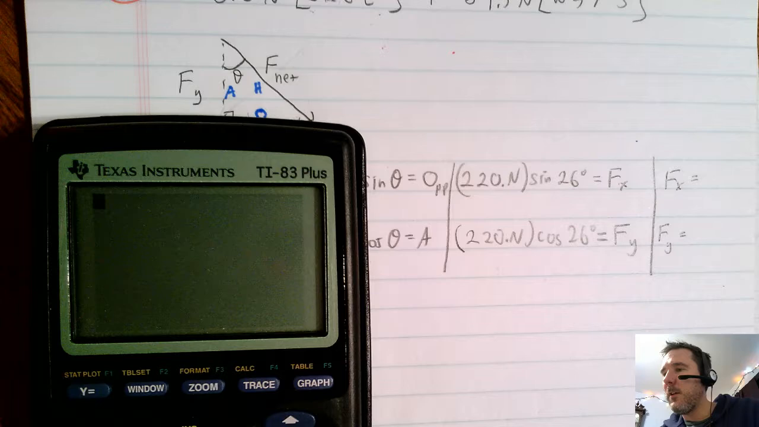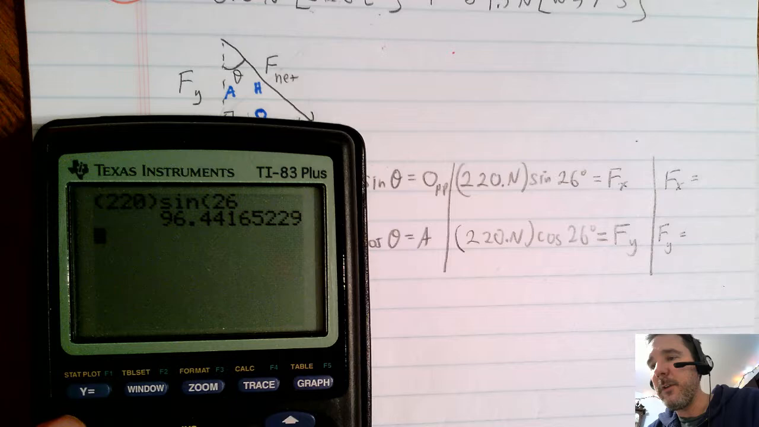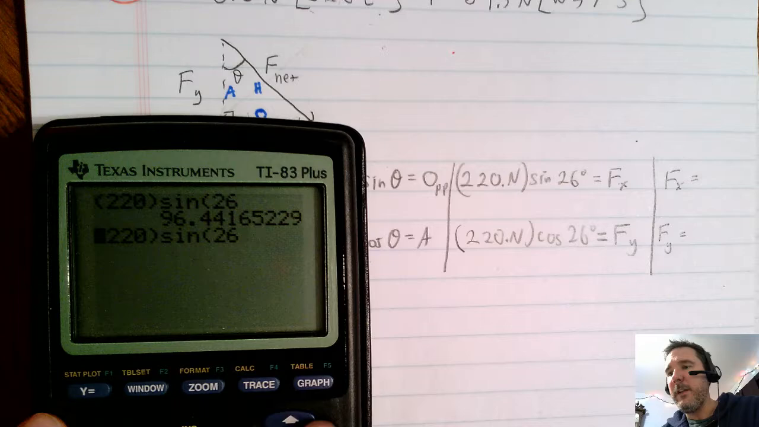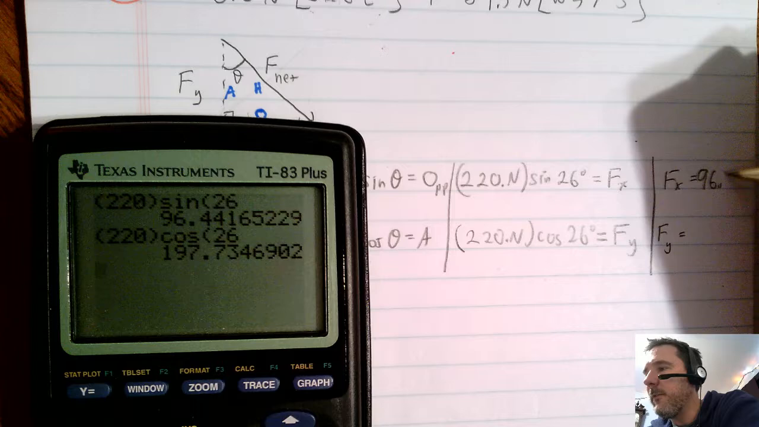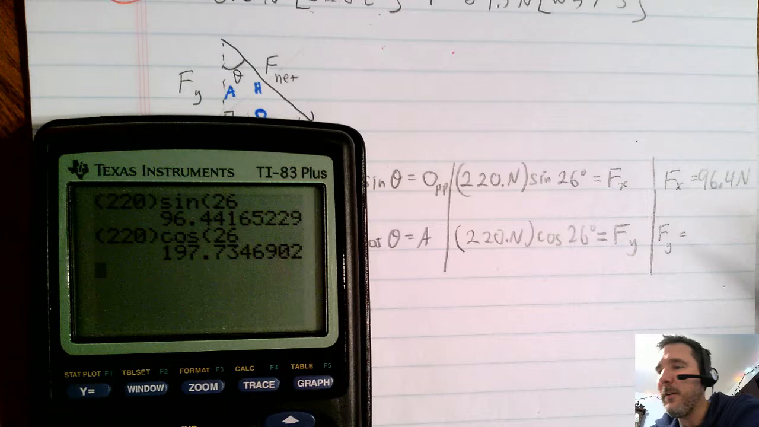So 220, let's do the parentheses, how about 220 times sine of 26. Let me just check something really quick. I want to make sure that I'm in degrees. And I'm just going to do that again, but I'm going to change it with cosine. So I was able to do both within a couple of seconds here. Fx is 96.4 newtons, and ideally I'm not going to round it, but I'm kind of out of room on my paper. Fy is 197.7 newtons.